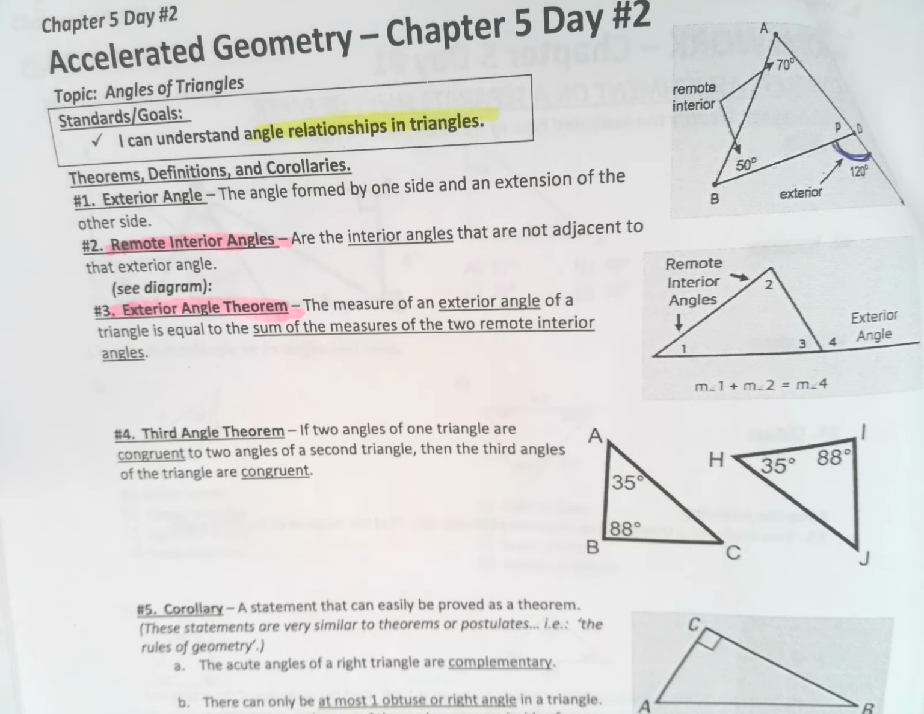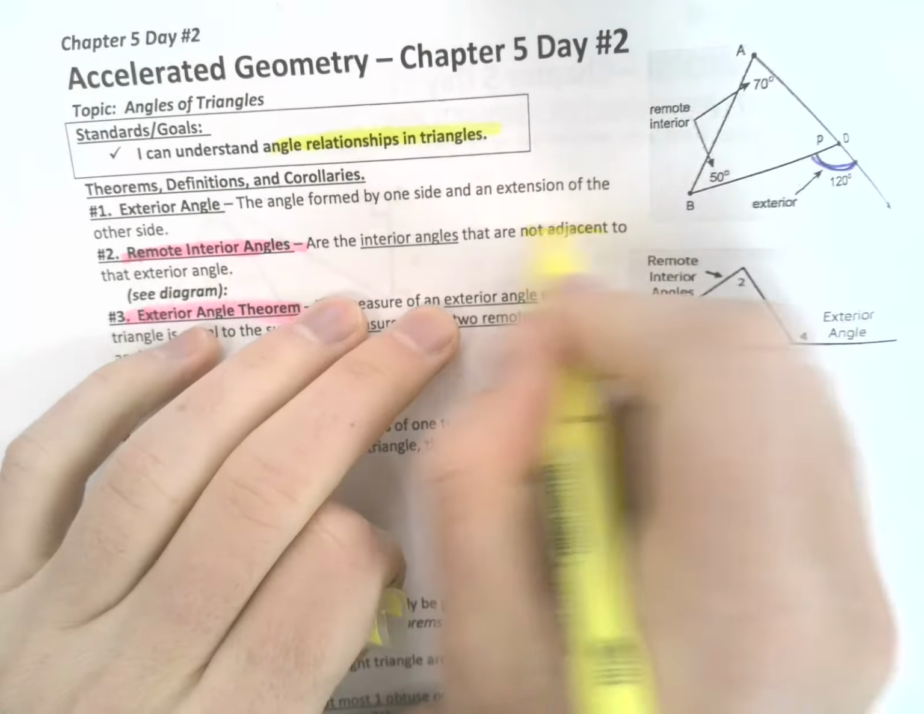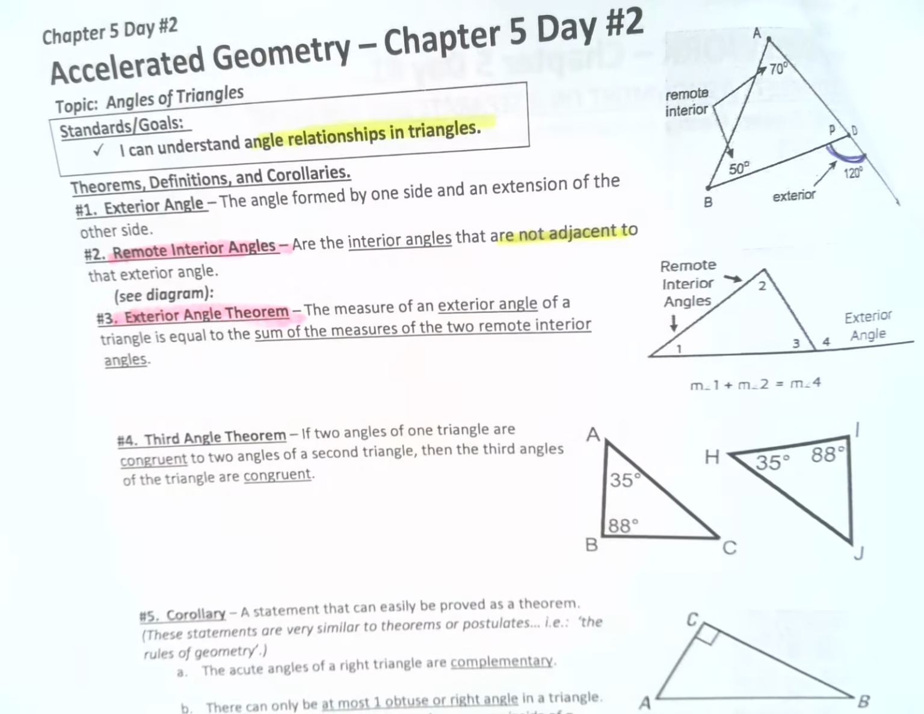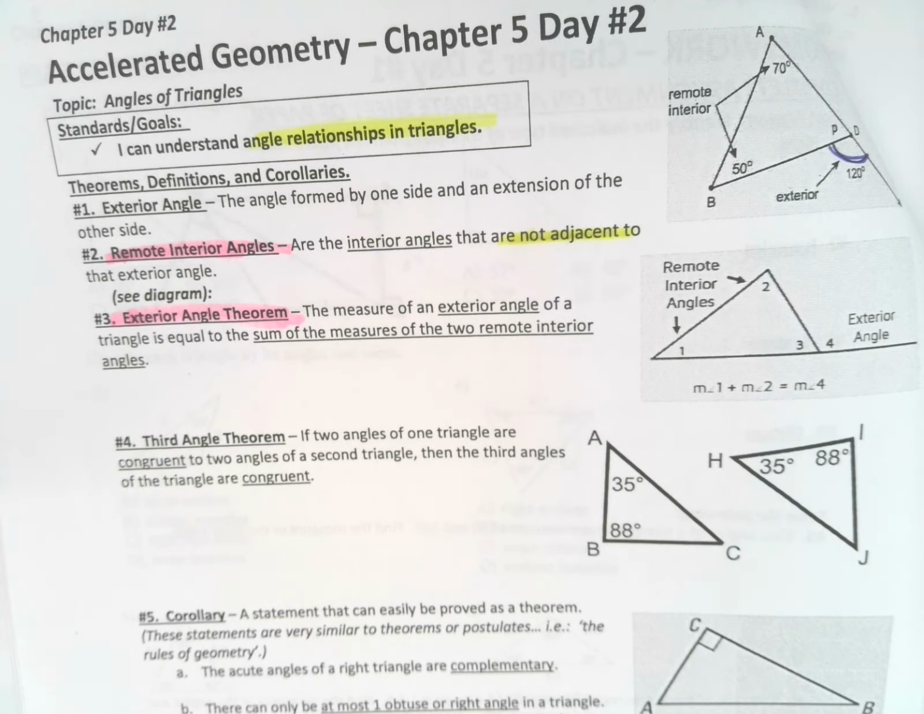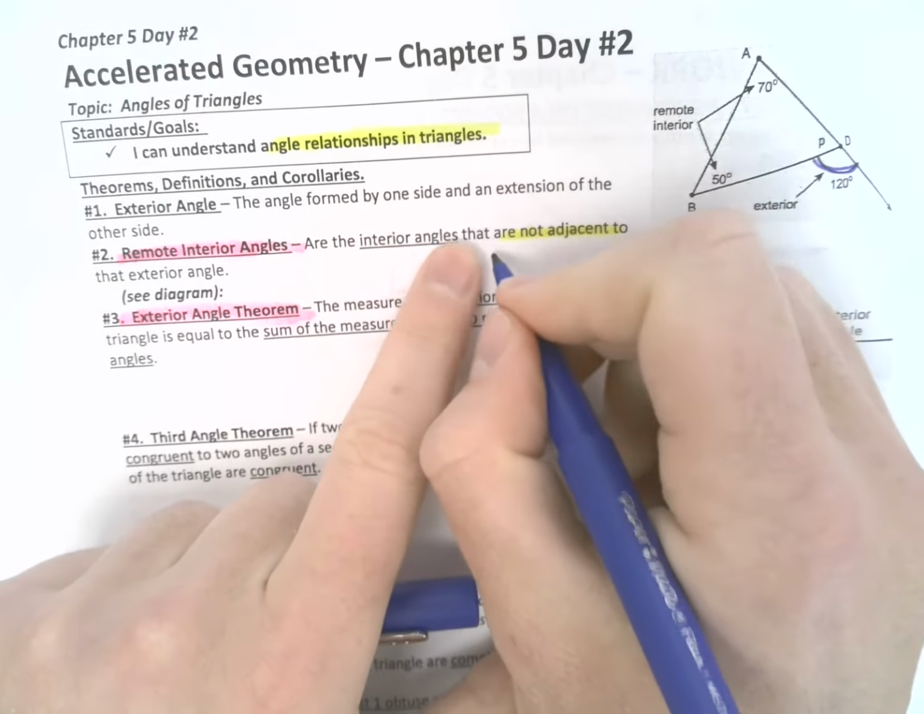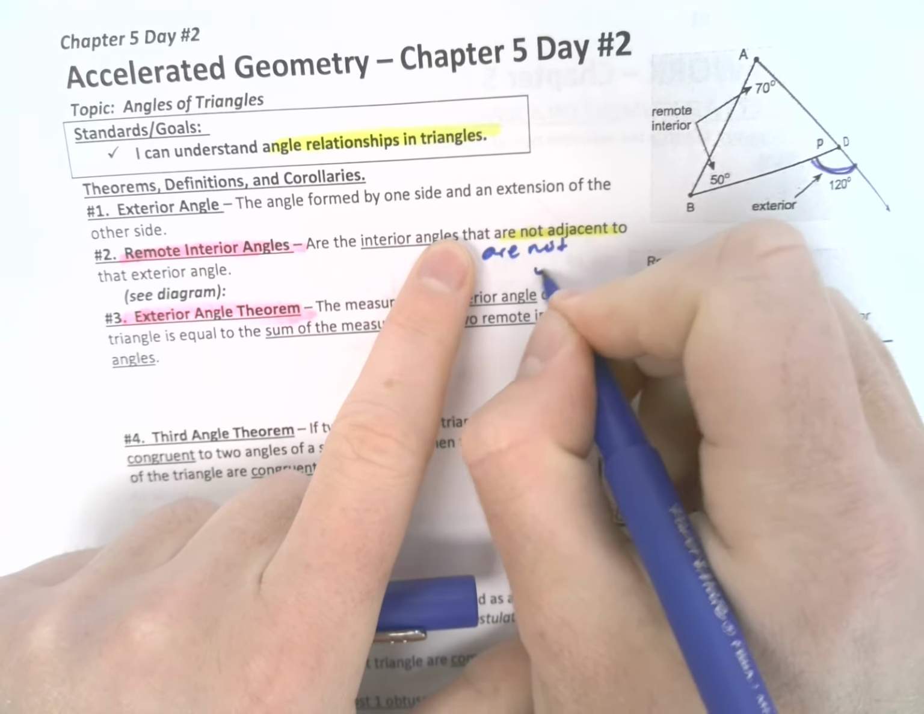Whoa, what was that word? They are not adjacent. And what is that word, Hunter? When I say adjacent, what's that word mean? Come on, where's my English people? Go ahead, Isabel. It means beside. So guys, your remote interior angles are not beside.